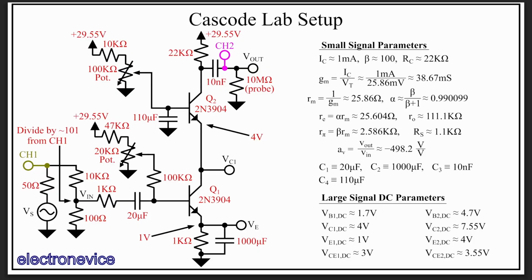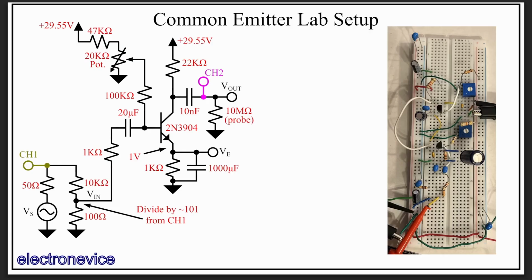And surprise, surprise, from an AC perspective, this Cascode Lab setup is virtually identical to the common emitter lab setup. So we're all set to do an apples-to-apples comparison of the bandwidth. So first, let's go back to the common emitter lab setup. Here's a picture of the circuit in the lab. The upper portion is the common base and is currently bypassed, so only the common emitter is set up.